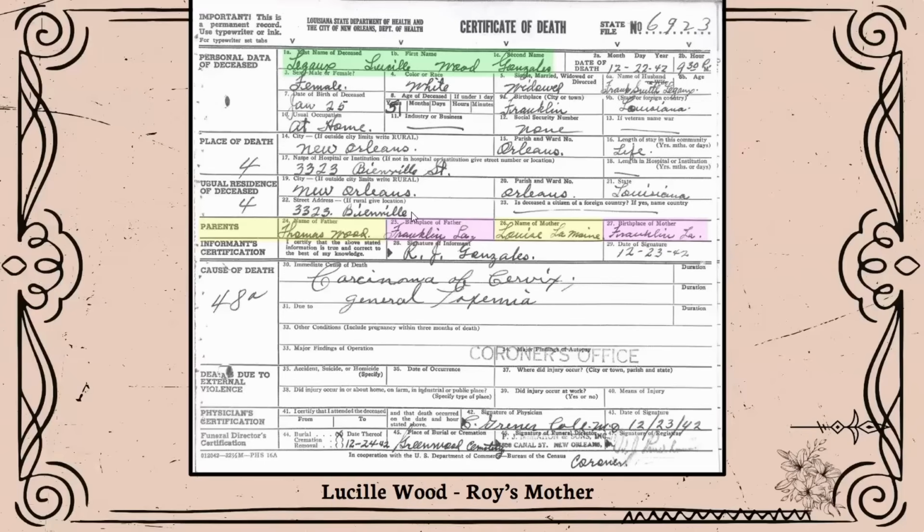It says that she's born in Franklin, Louisiana, which is in St. Mary Parish. It says her father's name is Thomas Wood and her mother is Lucille Lemoyne. So that verifies what that maiden name is for her mother. Interesting thing about Thomas Wood, which I didn't have a whole lot of time to include in this presentation, but Thomas Wood and Lucille Lemoyne were never married. He was married to a different woman.